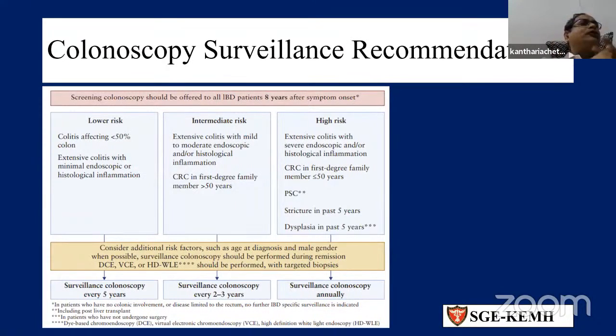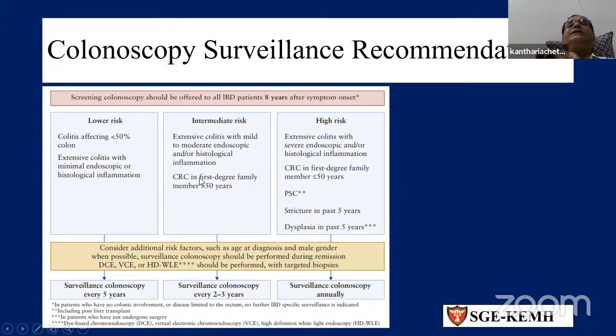Now, how do you actually pick up this malignancy? For this, patients should be under surveillance, and the recommendations as per the various guidelines are that patients with lower risk, that is colitis less than 50%, or patients with extensive colitis but minimal endoscopic or histological inflammation, should be surveilled every 5 years.